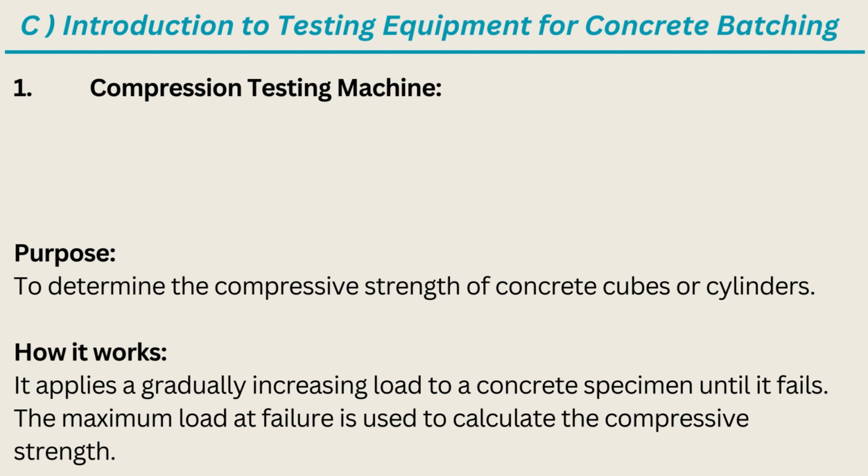1. Compression testing machine. Purpose: to determine the compressive strength of concrete cubes or cylinders. How it works: it applies a gradually increasing load to a concrete specimen until it fails. The maximum load at failure is used to calculate the compressive strength.